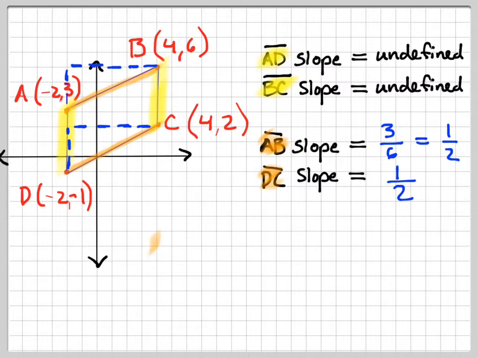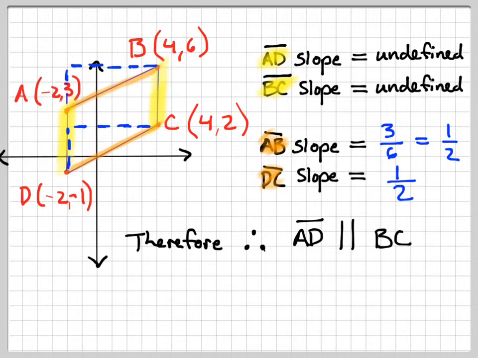Whoops. Let me change my pen. Therefore, we just do 3 dots like this. Dot, dot, dot. I could say segment AD is parallel to segment BC. And segment AB is parallel to segment DC.